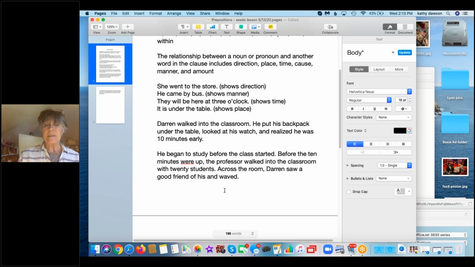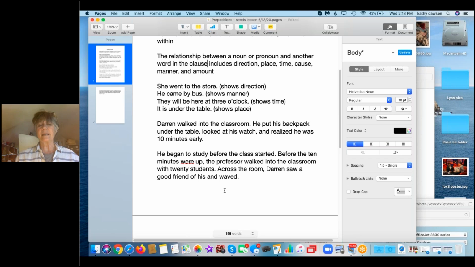The next one, he came by bus. So the preposition is by, that little word, and the phrase would be by bus. And this shows the manner in which he came. He came by bus. Another one, they will be here at 3 o'clock. So the preposition is at, the phrase is at 3 o'clock, and it shows time. So you can see how this is working with these little words that create a phrase that have a relationship.